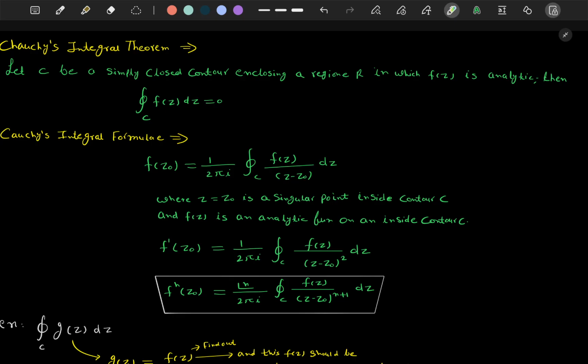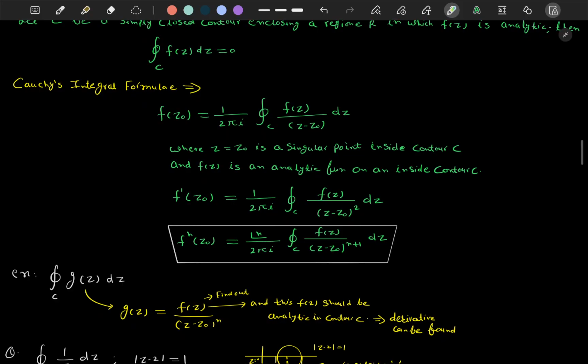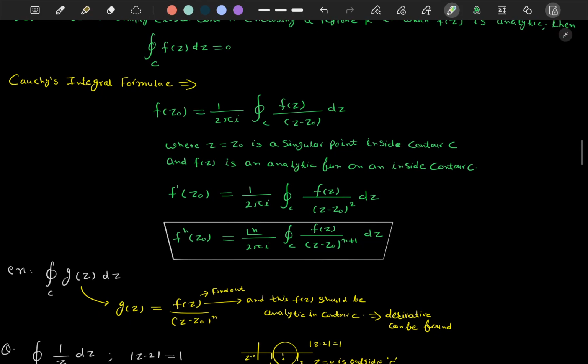Now Cauchy's integral formula, what is it defining? f(z0) equals 1 by 2 pi iota times the closed integral of f(z) by (z minus z naught) dz, where z equal to z naught is clearly a singular point inside the contour C. Now what will happen if that point lies inside the contour C?